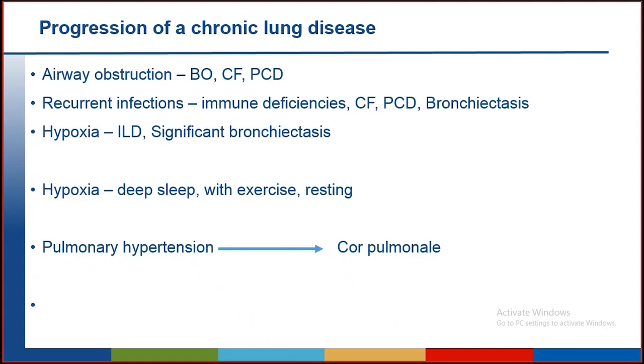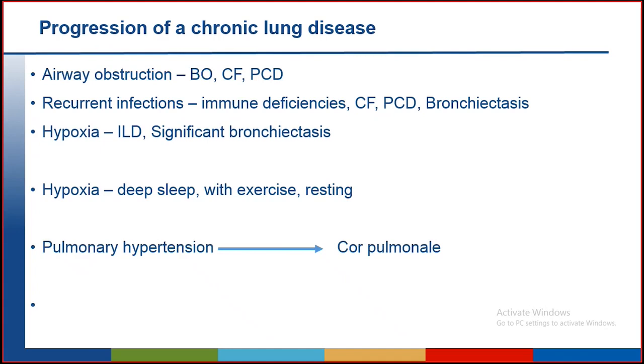And the recurrent infections, the immune deficiencies, obviously lead to recurrent infections, especially from our point of view, sinopulmonary infections. Cystic fibrosis and PCD, obviously because of poor mucociliary clearance, lead to recurrent infections and bronchiectasis. Once the bronchiectasis is developed, as I showed earlier, it itself leads to infections. So these diseases have recurrent infections.